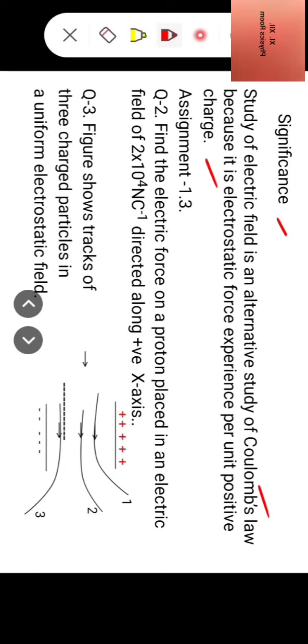Now assignment 1.3, question number 2. Find the electric force on a proton placed in an electric field of 2 into 10 raised to power 4 Newton per Coulomb directed along positive x-axis.